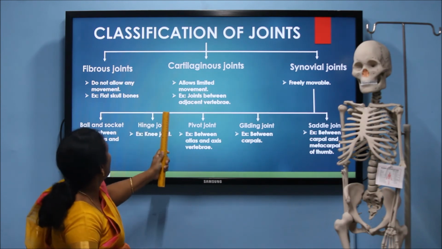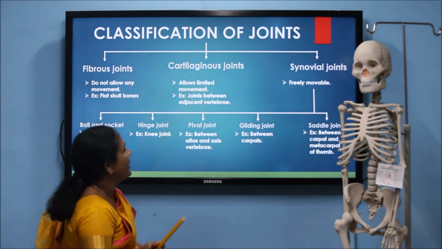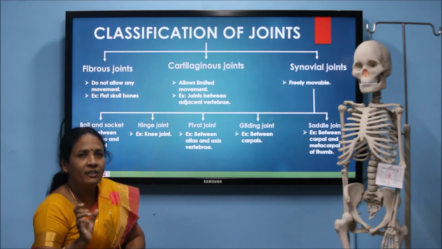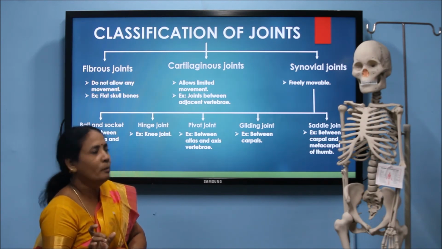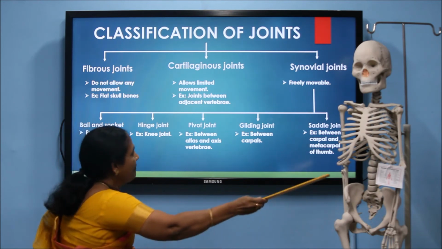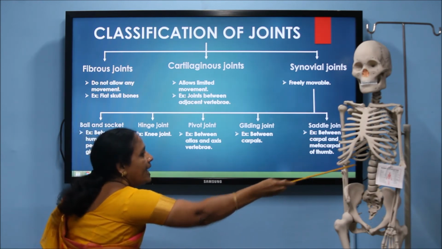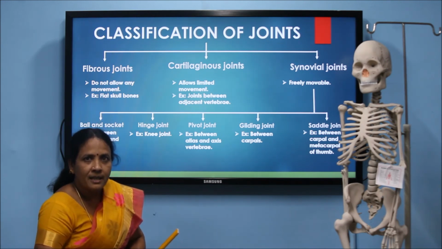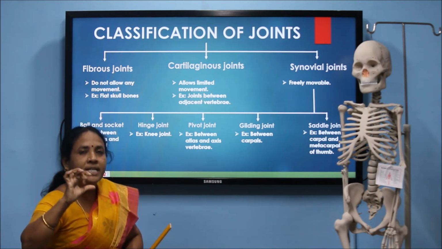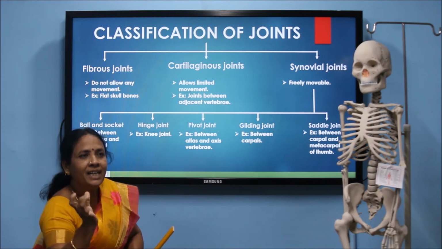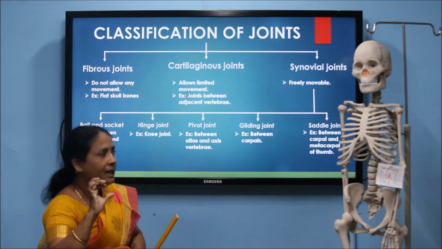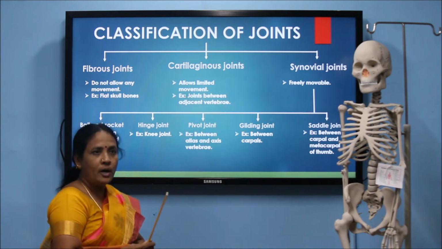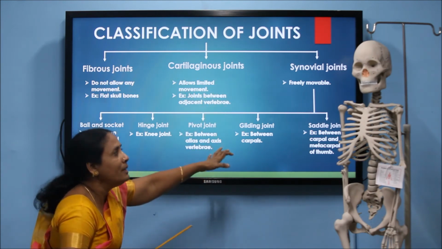We can call this a fibrous joint or immovable joint. Then coming to the cartilaginous joint. It allows limited movement, it will only shake slightly. An example is the joints between the adjacent vertebrae. The vertebral column is made up of units called vertebrae, and they will move slightly. So they are said to be cartilaginous joints or slightly movable joints.